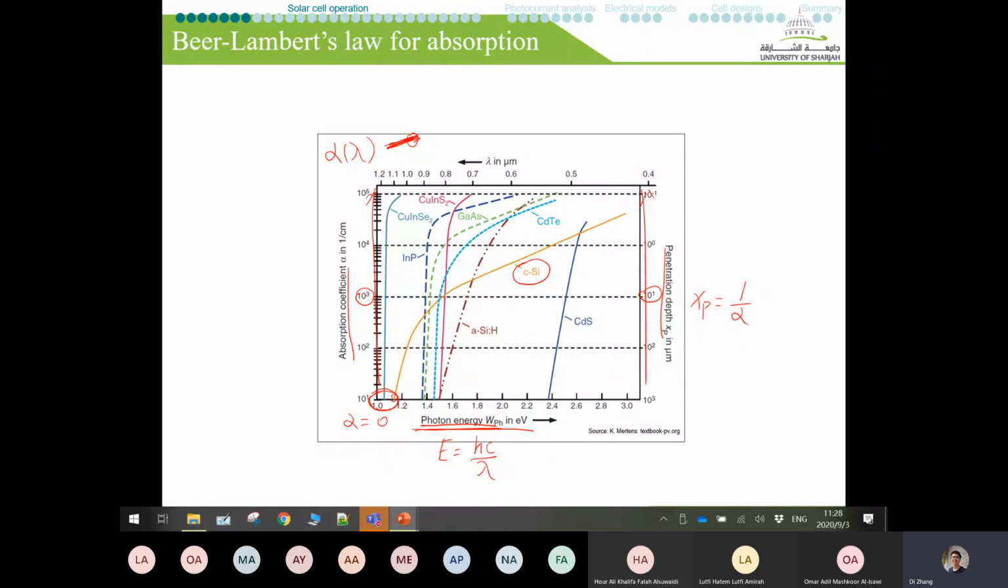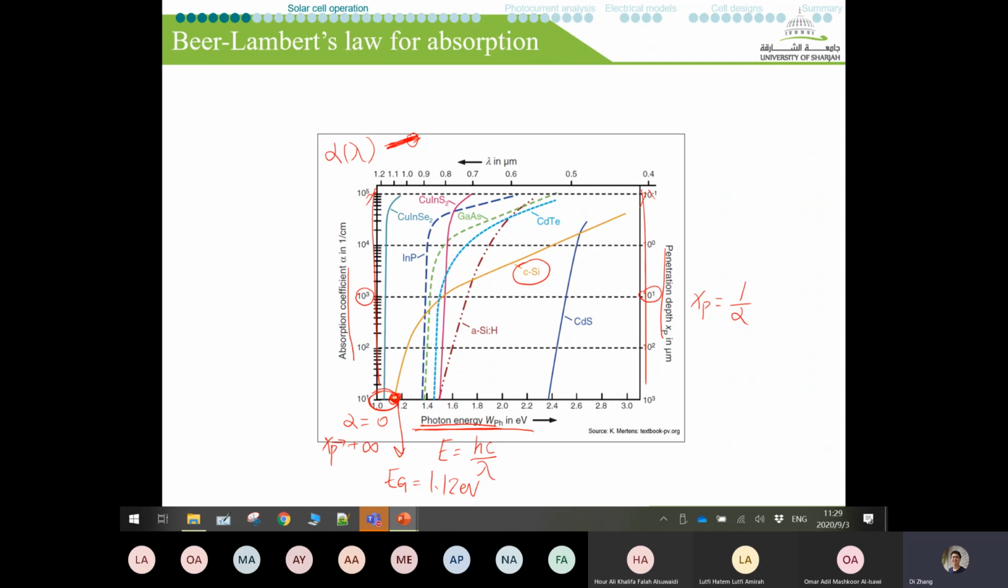If you focus on this point specifically, this is the band gap for silicon, which equals 1.12 electron volt. It means that for the incoming photon, if the photon energy is less than this value, then you have zero absorption. In this case, the penetration depth approaches infinity. It means that no matter how thick the material is, you can never absorb this part of the photon.